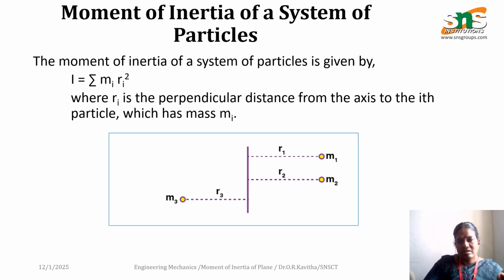Here, if I want to calculate the moment of inertia of particles in a system, I take three particles. The first particle has mass m1, the second m2, and the third m3, situated at distances R1, R2 and R3 respectively from some axis. The mass moment of inertia is nothing but the product of mass and the square of the radius. So the mass moment of inertia is the sum of the products of mass and radius squared.